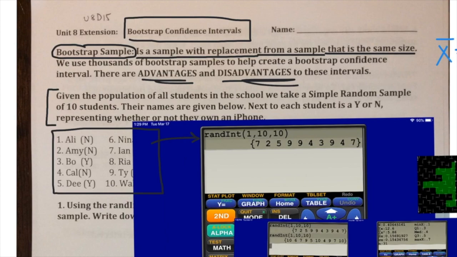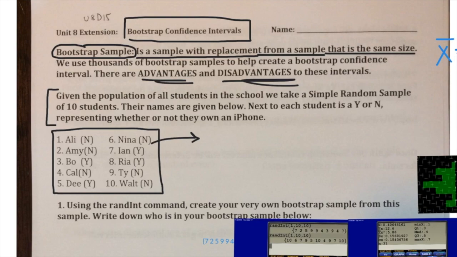Let me clear this out of the way and take a look at the students that I got. My bootstrap sample has Ian, he's number 7, and Ian was a yes. He actually had an iPhone. Amy is number 2, and she was a no. 5 was D, and D was a yes. As it turns out, 9 showed up in the sample 3 times. Ty showed up in the bootstrap sample 3 times, so he was a no.